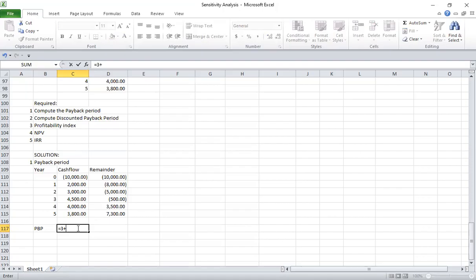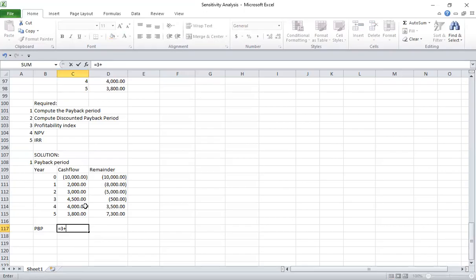This is how you get it. At the end of year 3, the balance left is only 500. So we need the proportion of that 500 of the total cash flow received in year 4. If in year 4 we are receiving 4,000 in total, out of 4,000 we need just 500. So we therefore need 3 full years plus a proportion of year 4, which you determine as this 500 left in year 3, you divide by the total cash flow received.